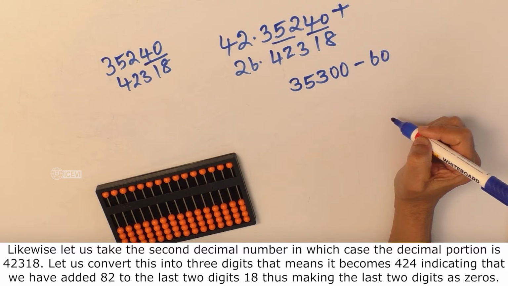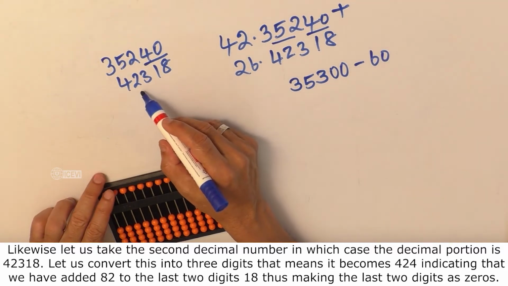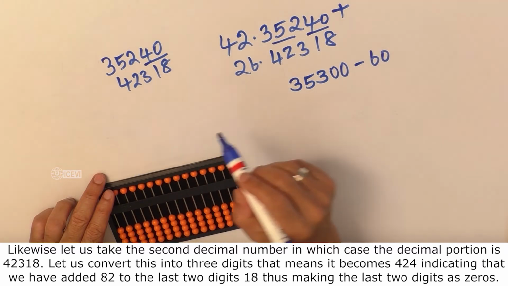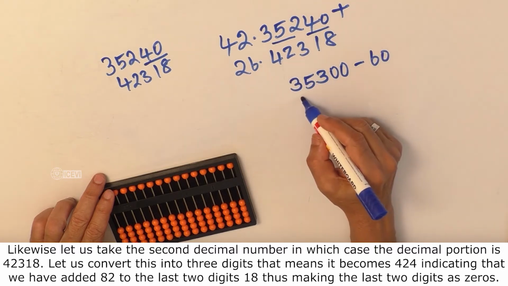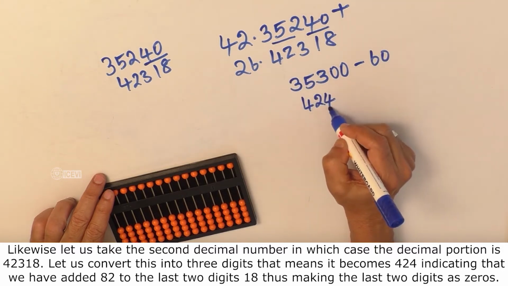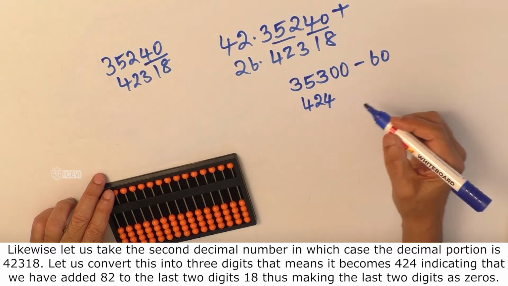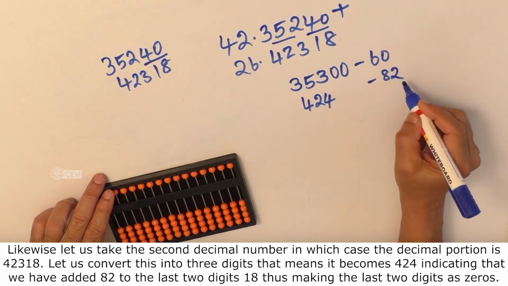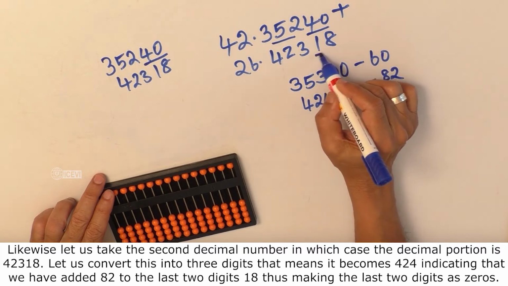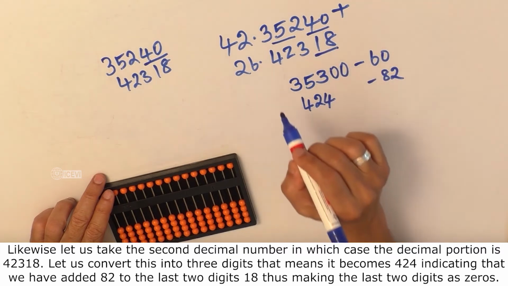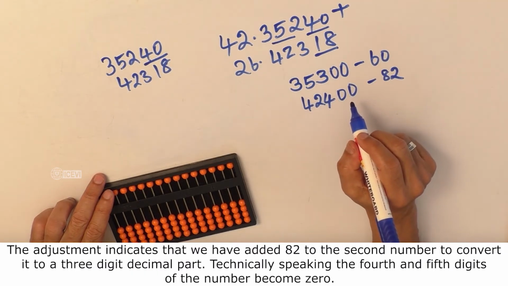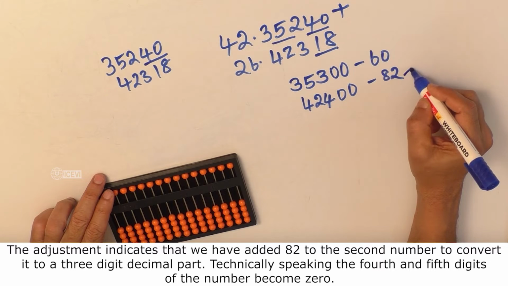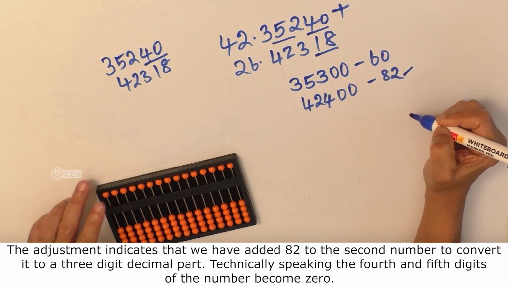Likewise, let us take the second decimal number, in which case the decimal portion is 42318. Let us convert this into 3 digits. That means it becomes 424, indicating that we have added 82 to the last 2 digits 18, thus making the last 2 digits as zeros. The adjustment indicates that we have added 82 to the second number to convert it to a 3-digit decimal part.